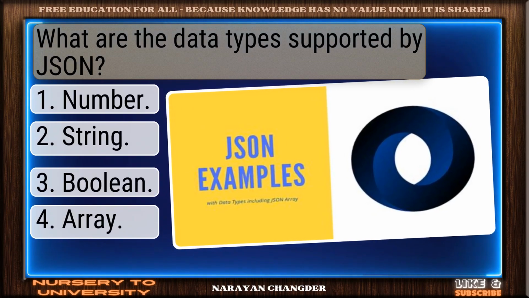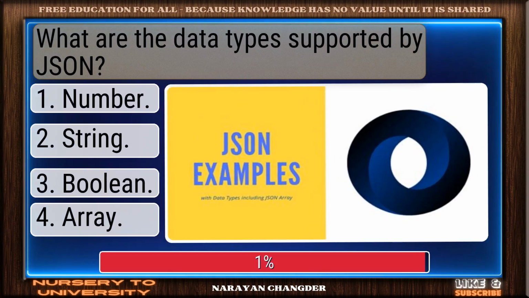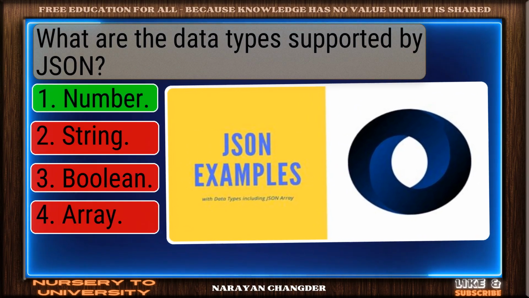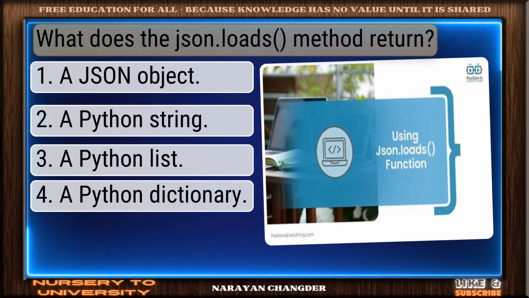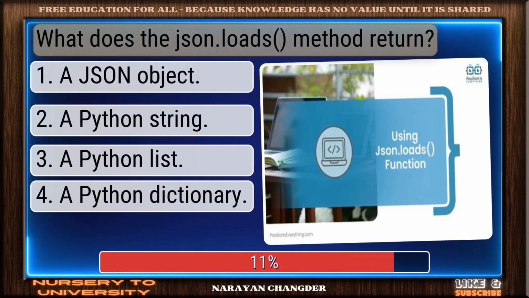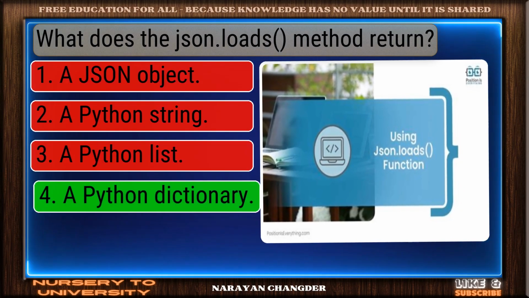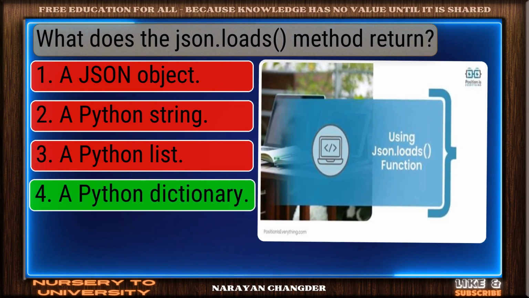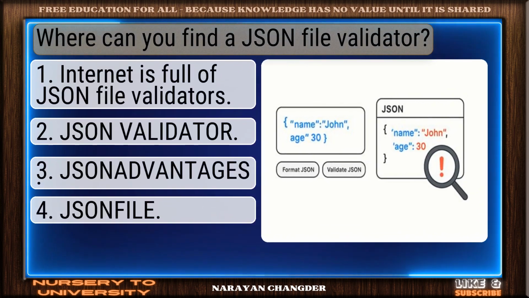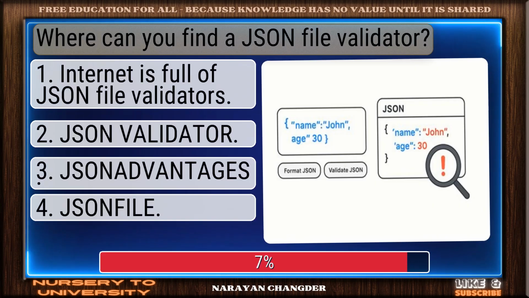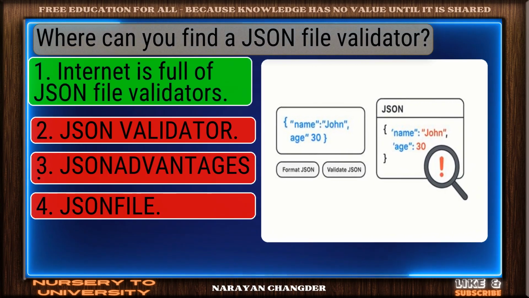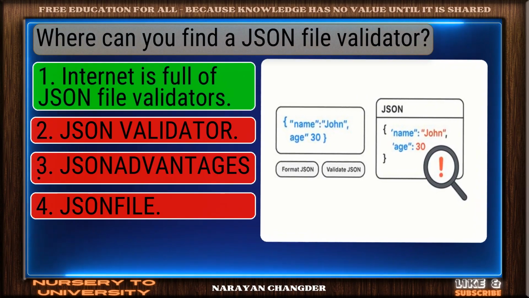Question number 47. What are the data types supported by JSON? Well done. Number is the right choice. Question number 48. What does the JSON loads method return? You chose a Python dictionary, and it is correct. Question number 49. Where can you find a JSON file validator? Solid response. Internet is full of JSON file validators is a valid choice.